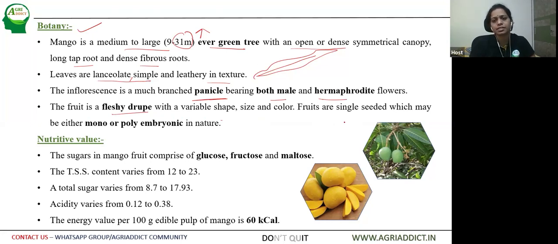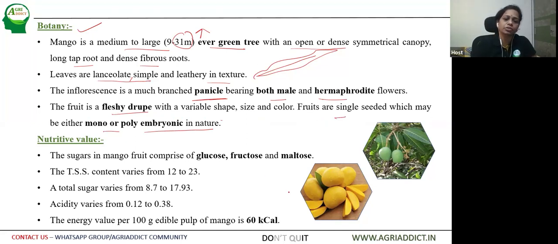Then fruits are single-seeded, which may be either mono or polyembryonic in nature. So they may have either a single embryo or some of the varieties are polyembryonic in nature. So they may bear 2 or 3 vegetative embryos from a single seed.